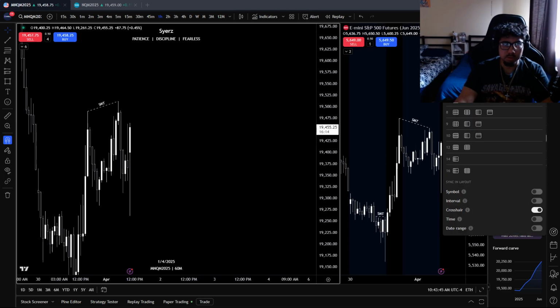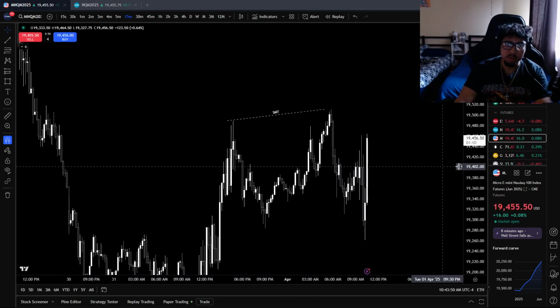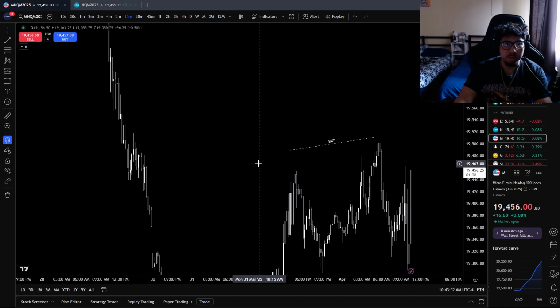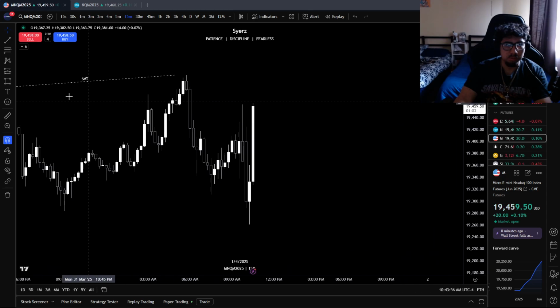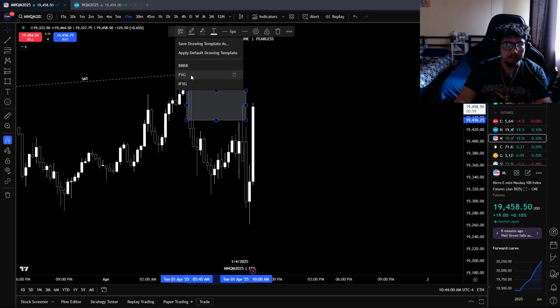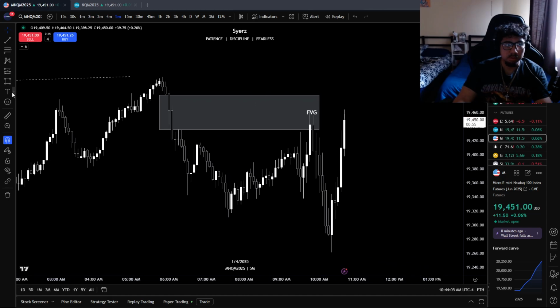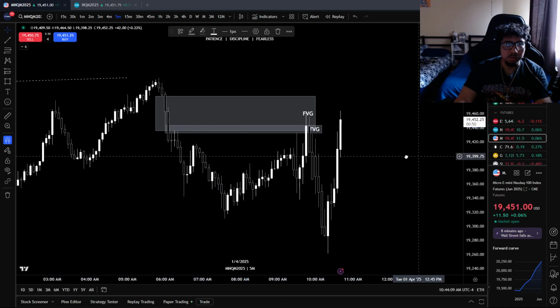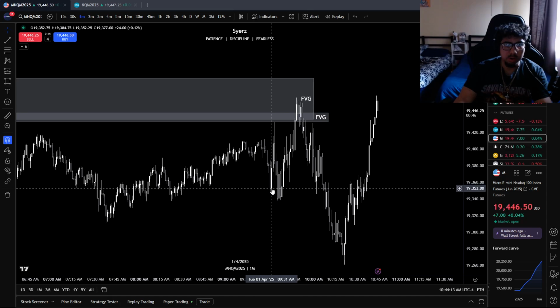Now we drop down to the lower time frame, pull up the 15-minute time frame. We did have this fair value gap that price was also respecting. We were inside of this 15-minute gap. And if we drop down to the 5-minute, we were also inside of this 5-minute fair value gap right here. So as soon as market open hit, this was market open right here, 9:30.